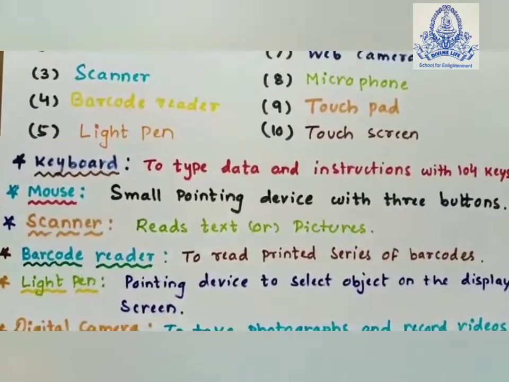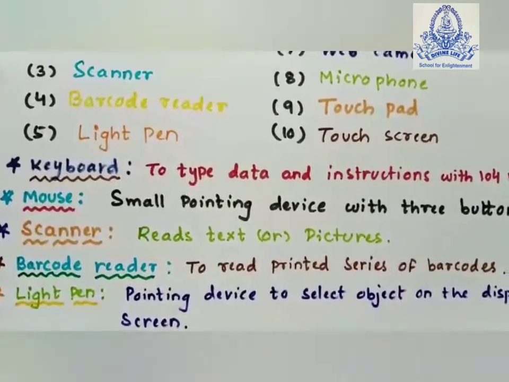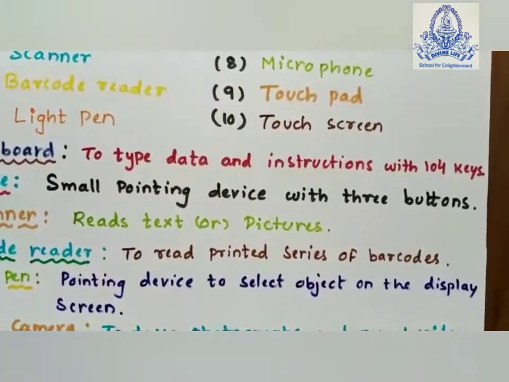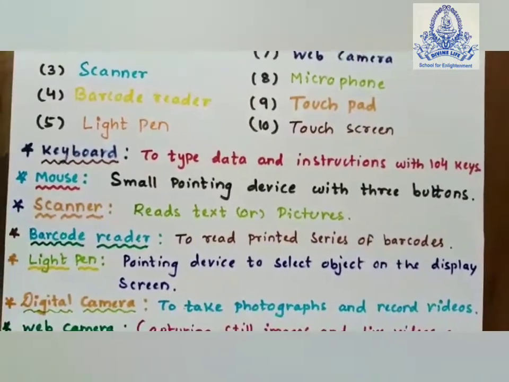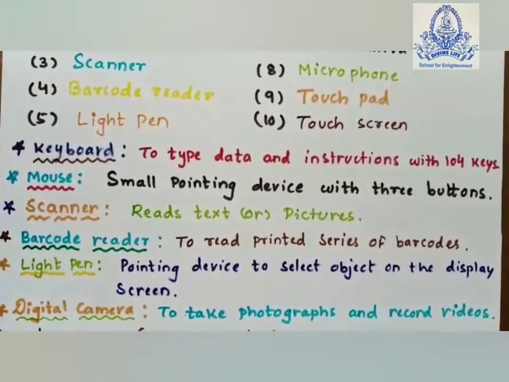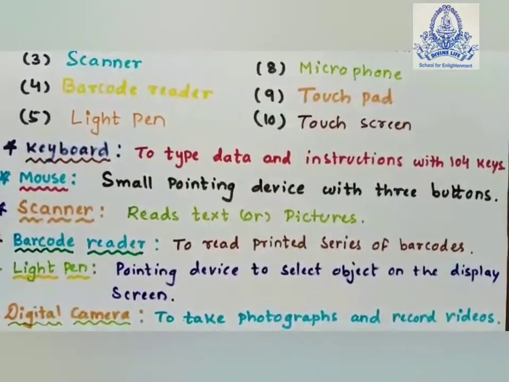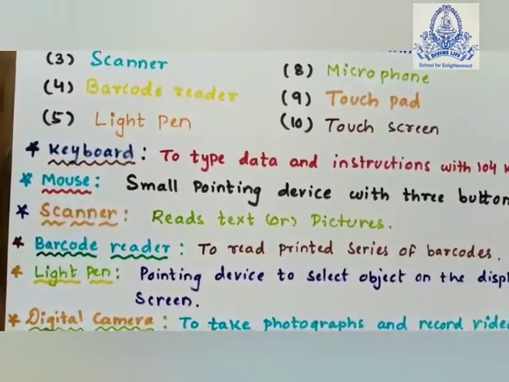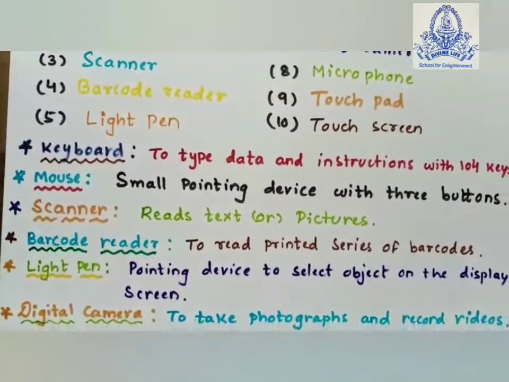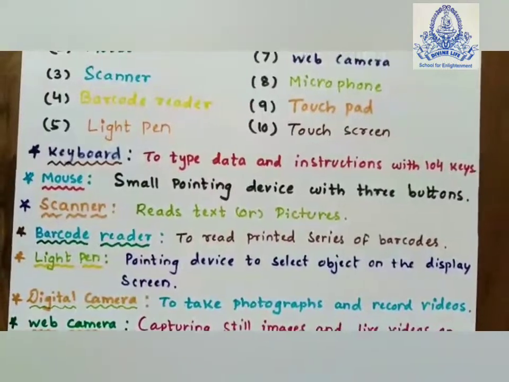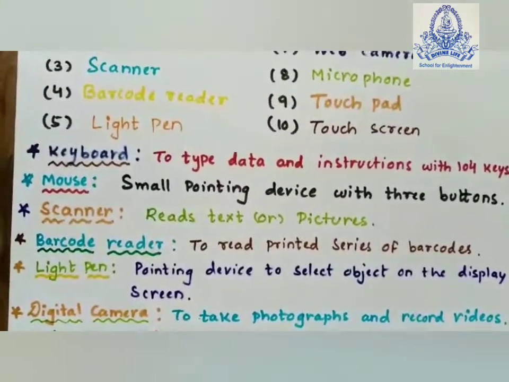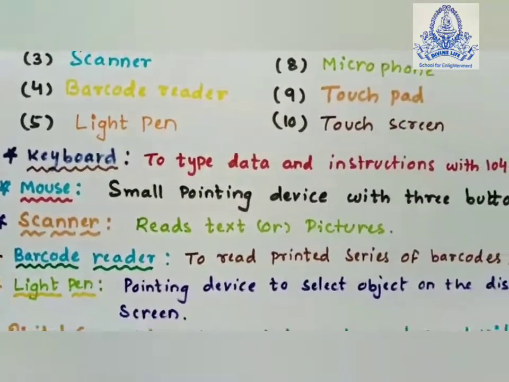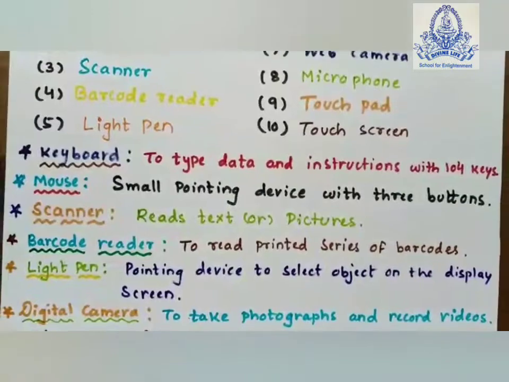Let us start. First one, what is a keyboard? A keyboard is used to type data and instructions into the computer. The commonly used keyboard has 104 keys which can be divided into many groups based on their functions. Second one, what is called a mouse? A mouse is a small pointing device with 2 or 3 buttons on its top. As we move the mouse, the pointer also moves in the same direction.